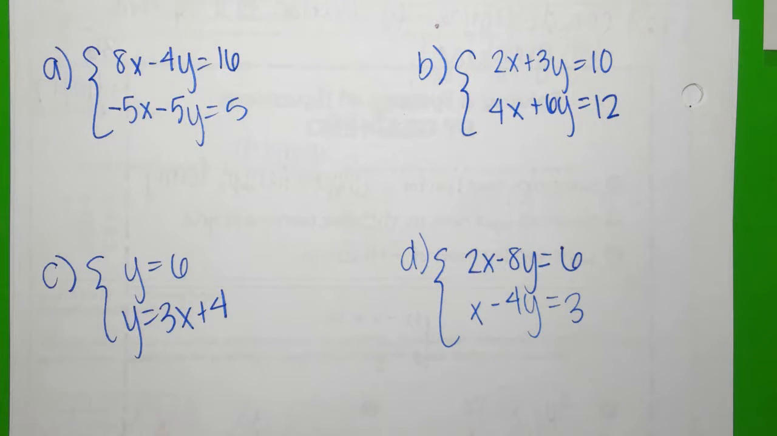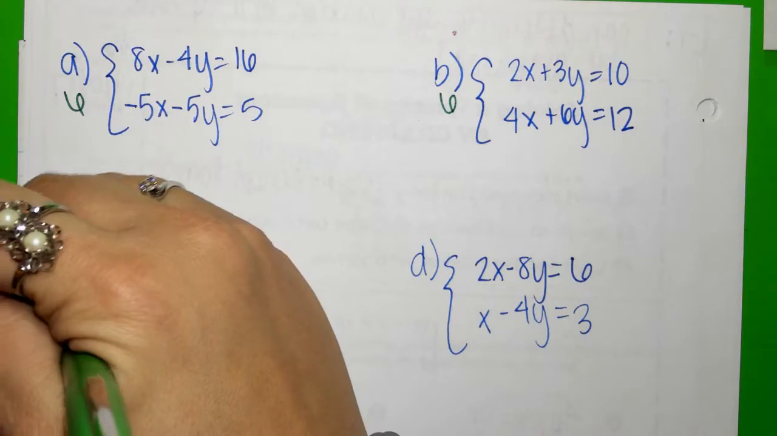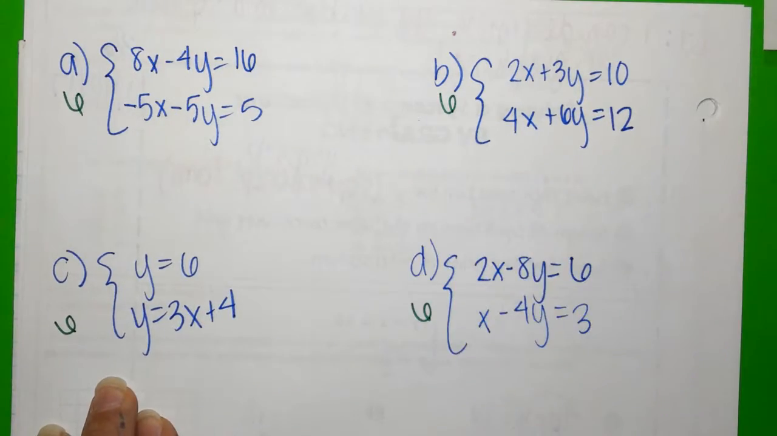Alright, so please listen carefully to how we're going to grade these. Each problem is worth 6 points. So, that's 6 points for A, 6 points for B, 6 points for C, 6 points for D.